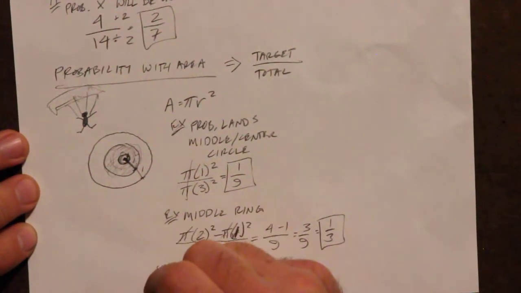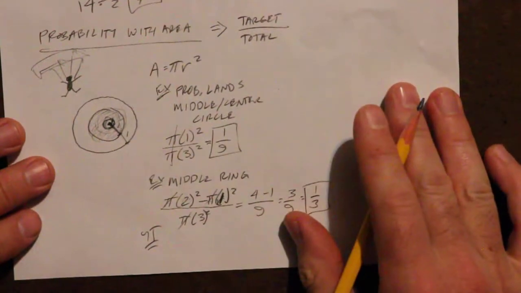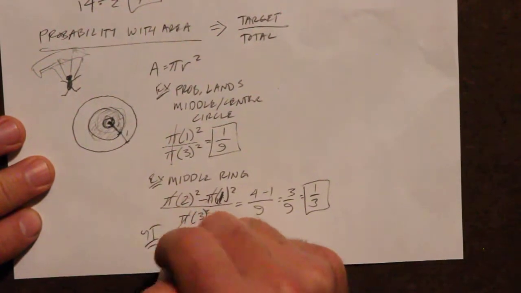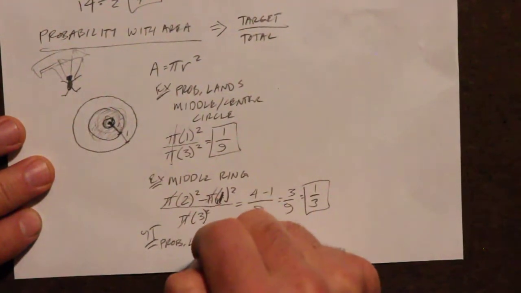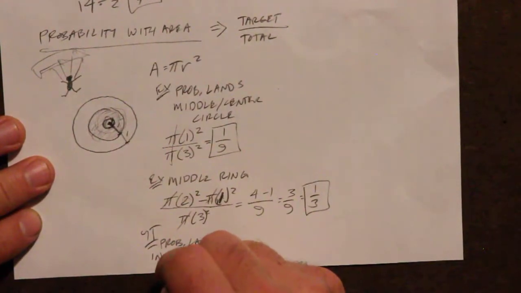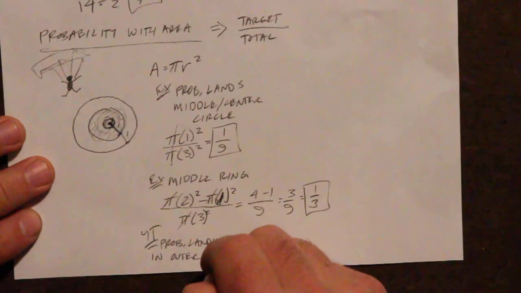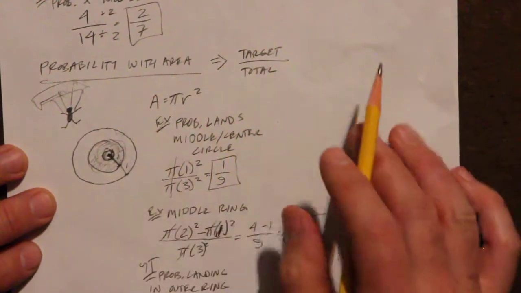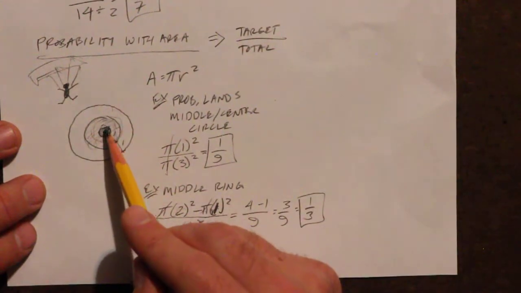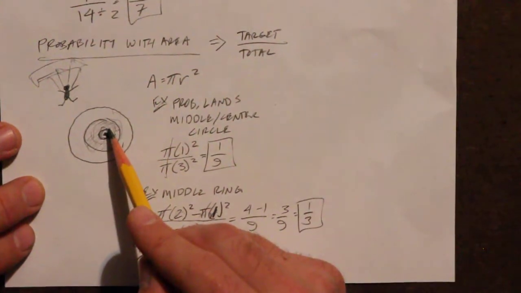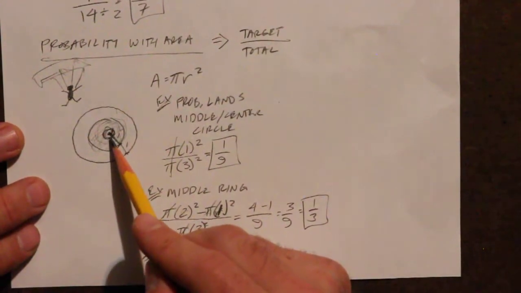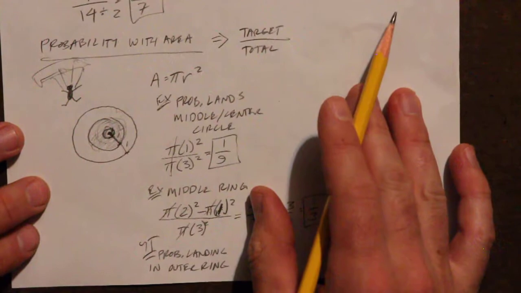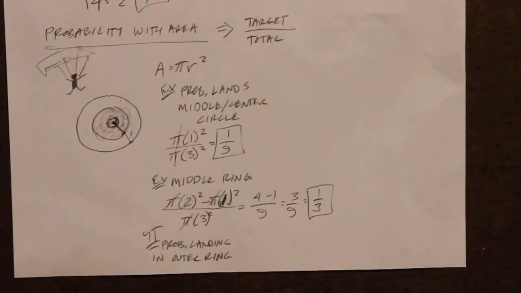Next, let's have you guys try this one. I want the probability of landing in the outer ring. So just the outer ring, not the inside one, not the little one, just the outer one. Okay, so you're going to need to subtract out the area of this stuff in here so that you can have this clean ring out here by itself. Okay, go ahead and see what you can do. Go ahead and pause.